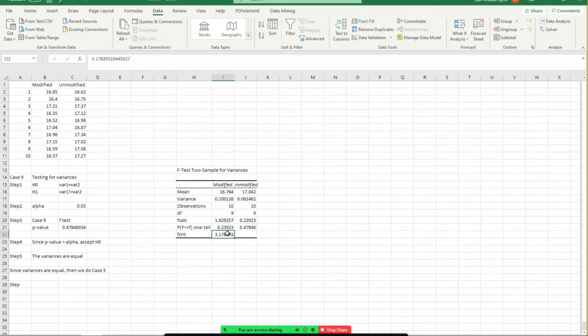Okay. Tapos pwedeng ang gawin nyo is, since p-value is greater than alpha, we accept H0, or pwede rin since F calc is less than F crit, then we accept H0. Okay? So since variances are equal, then we do case 5. And case 5, step 1, H0 muna. H0 is mu1 is equal to mu2, kasi kino-compare lang naman natin sila.